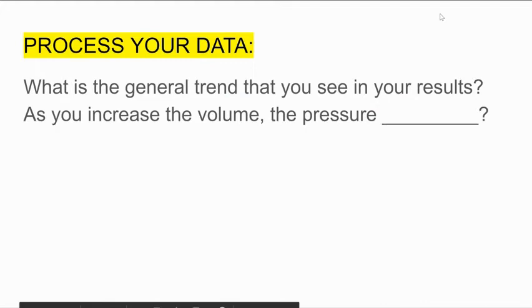Okay, let's take a second and process your data. What's the general trend that you see in your results? As you increased the volume, what happened to the pressure?